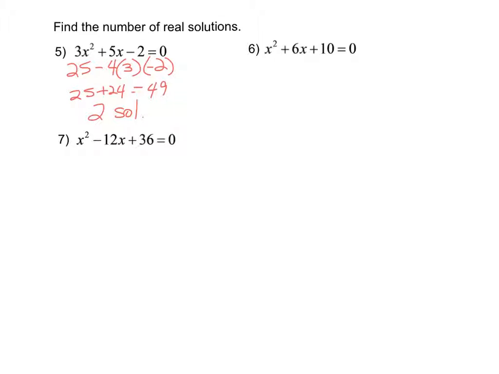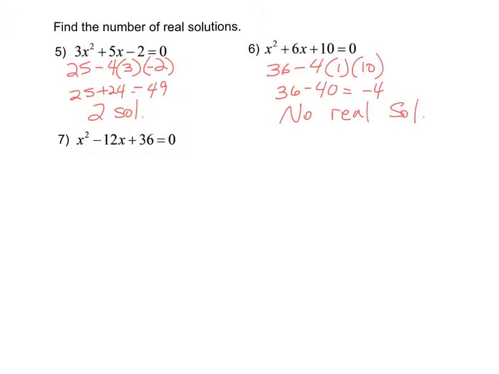All right, so in number 6, we have b squared, which is 36, minus 4ac, which is 1, times 10. So I'm going to have 4 times 1, which is 4, and 4 times 10, which is negative 40. So I have 36 minus 40, and that's going to equal negative 4. All right, so that's where we would say no real solution, because that's going to be an imaginary situation.